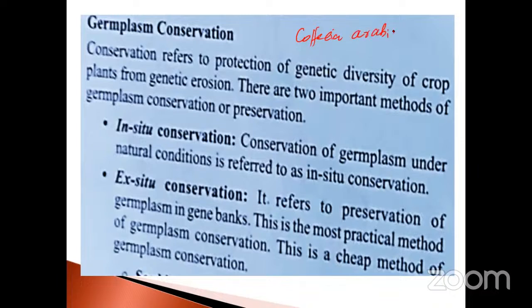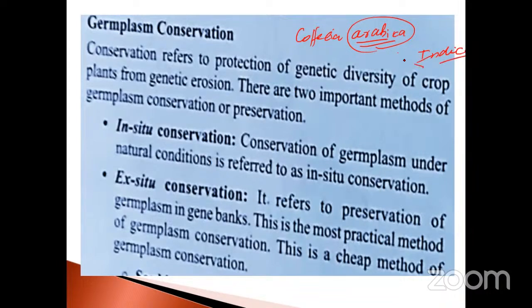What is the meaning of coffee Arabica? It comes from Arabia. Take an example of this: Pisum sativum, and indica, like that. What is indica? Indica means it is derived from, or discovered from, India.